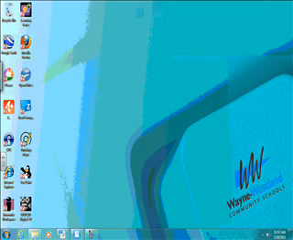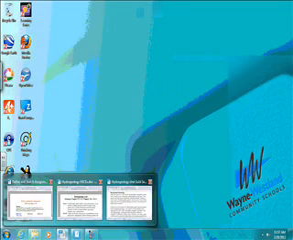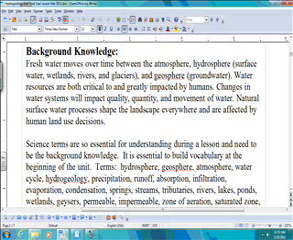So the first thing that I want to get into today is we're going to read some background knowledge about this unit. So I need a volunteer who would like to read. All right, Chris, go ahead and read that first paragraph for us. Background knowledge. Fresh water moves over time between the atmosphere, hydrosphere, surface water, wetlands, rivers and glaciers, and geosphere, groundwater. Water resources are both critical to and greatly impacted by humans. Changes in water systems will impact quality, quantity, and movement of water. Natural surface water processes shape the landscapes everywhere and are affected by human land use decisions.